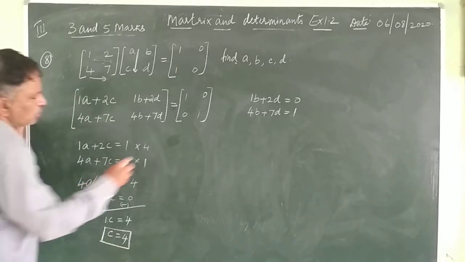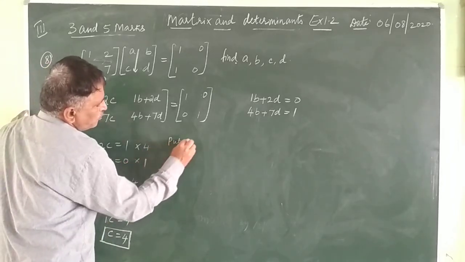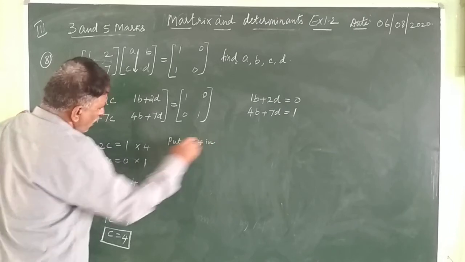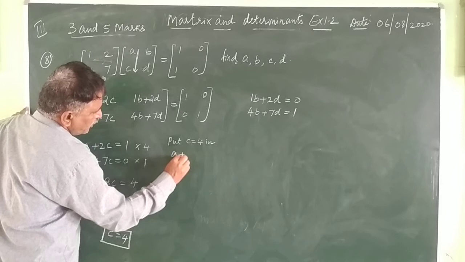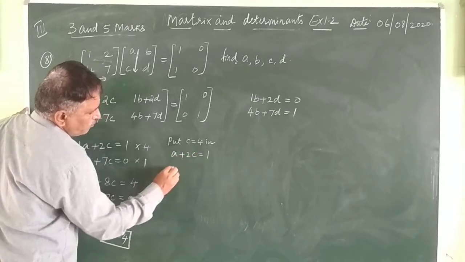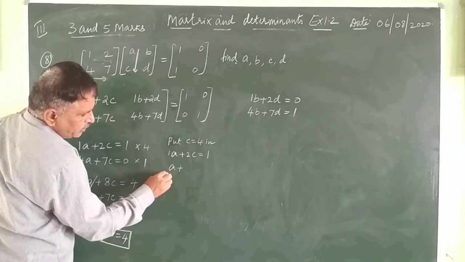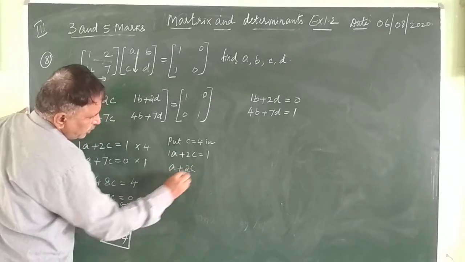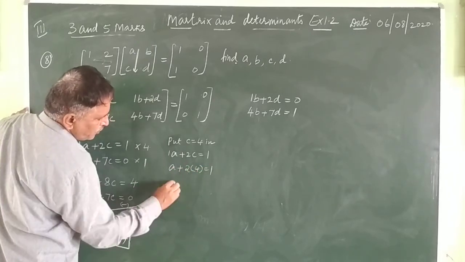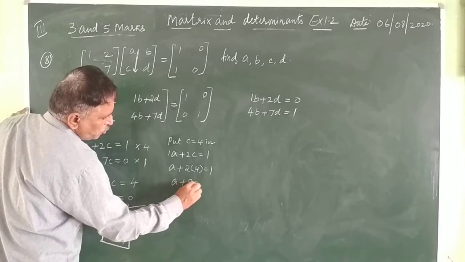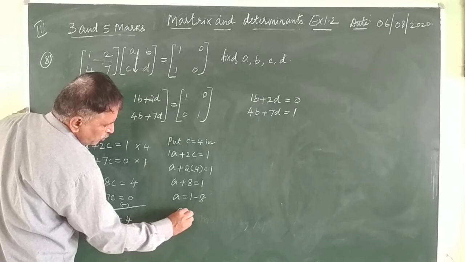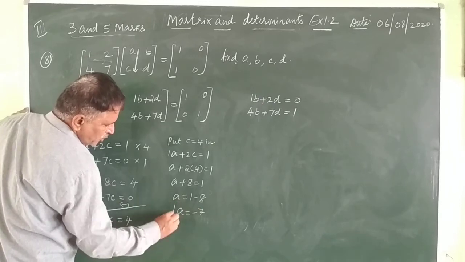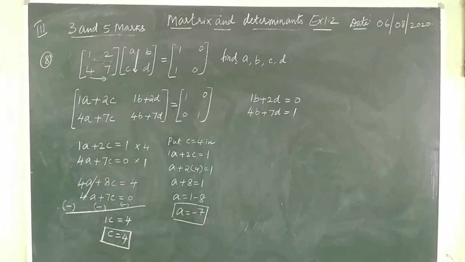Now put C is equal to 4 in either this or this. A plus 2C is equal to 1. 1A is A only. 2 into C is 8, so A plus 8 is equal to 1. A is equal to 1 minus 8. A is equal to minus 7. You got the A value, you got the C value.